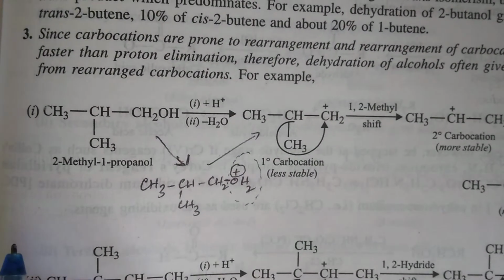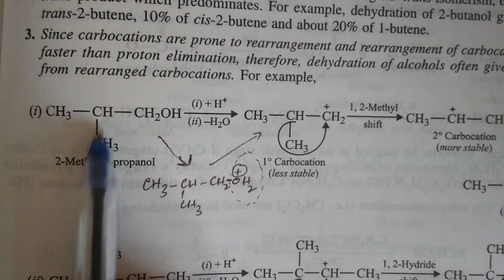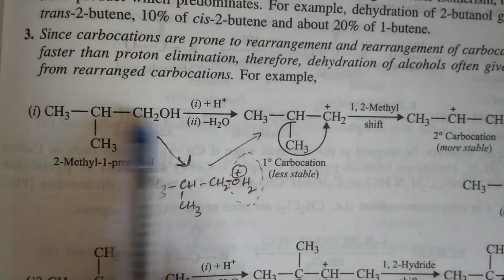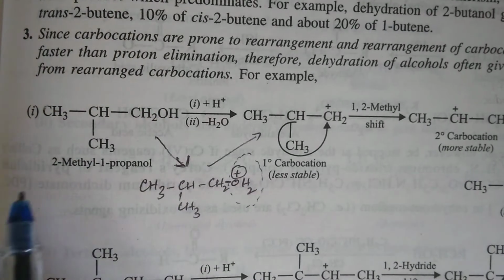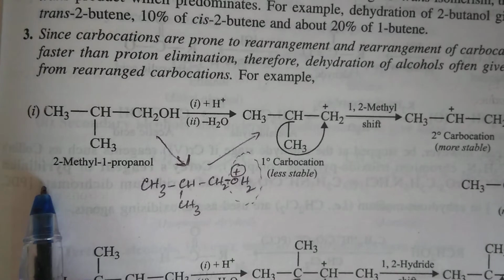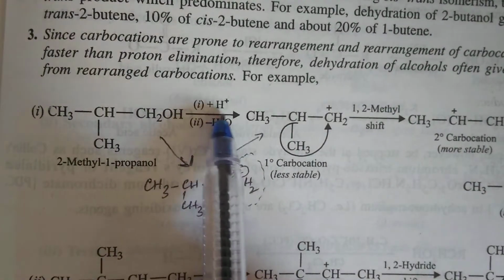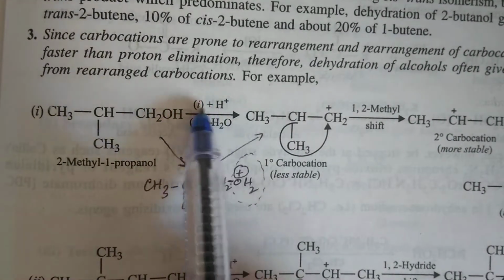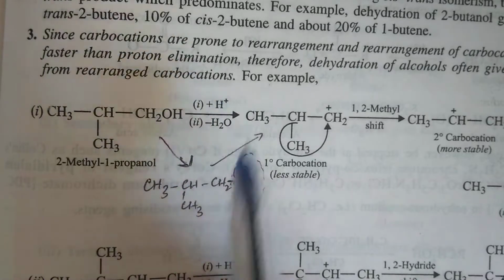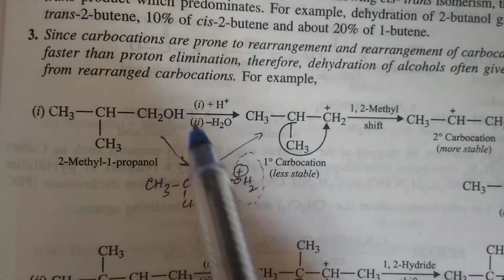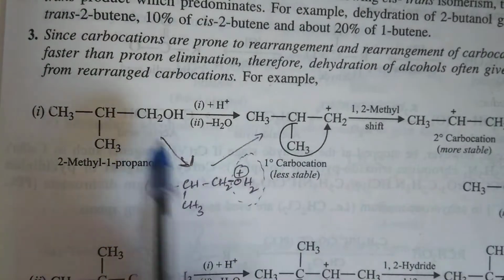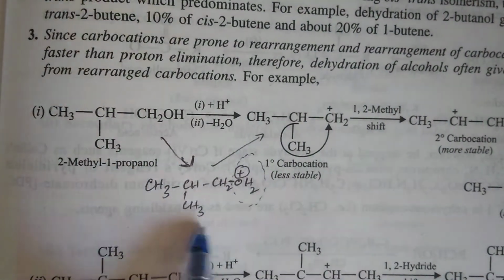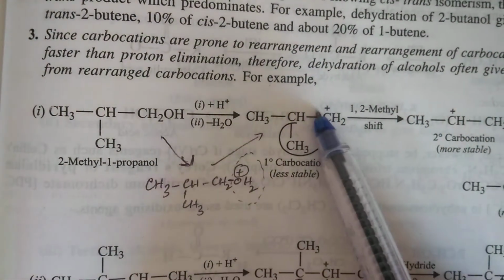Yes, children. Now supposing you are having 2-methyl propanol. If this is subjected to acid catalyzed reaction, now what happens? First step is proton is getting added, and when it is added, it becomes OH2 because a lone pair of electrons is there on oxygen. So this OH becomes OH2. From here you are having the removal of water.